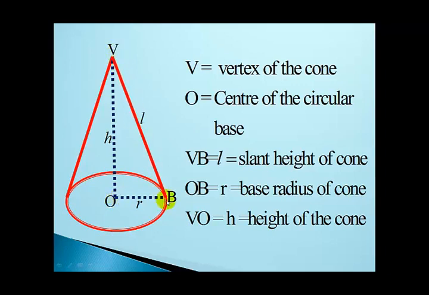VB, which is equal to L, is the slant height of the cone. OB, which is equal to R, is the base radius of the cone. VO, that is the distance from the vertex to the center of the circular base, is H, the height of the cone. So VO equals H equals the height of the cone.